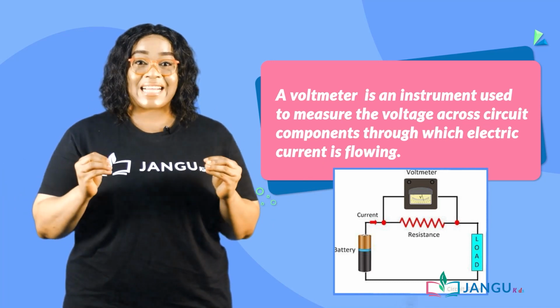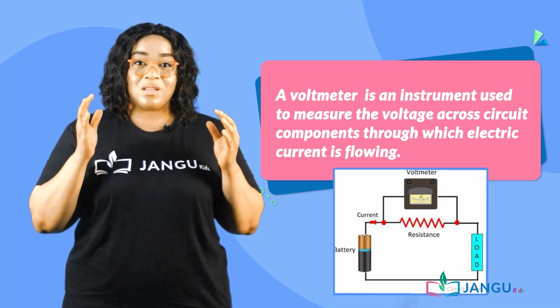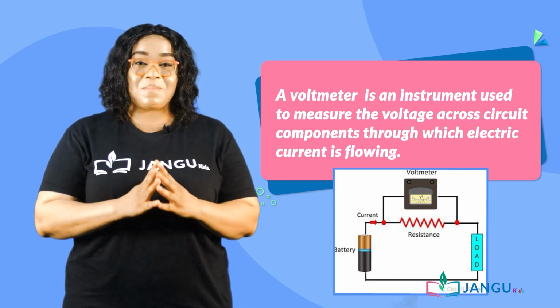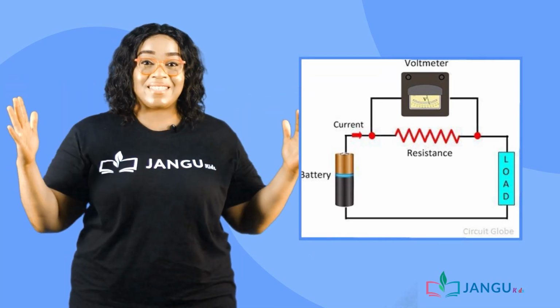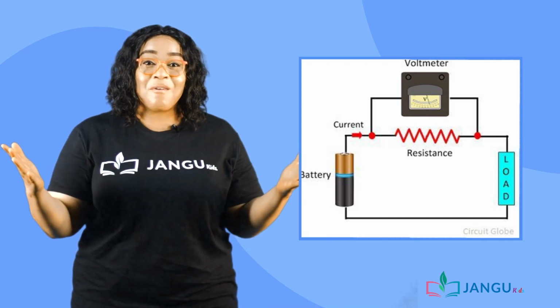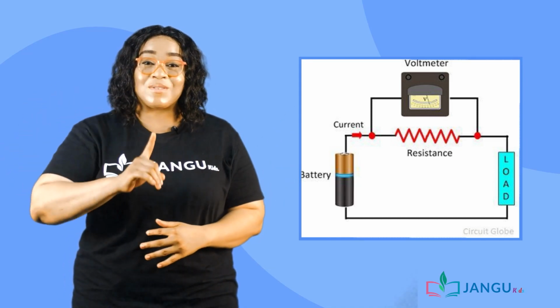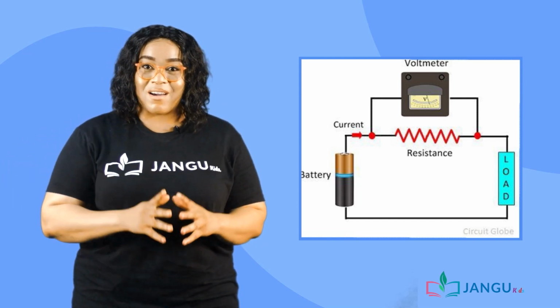Voltmeters are always connected in parallel with the circuit component across which the potential difference is to be measured. Voltmeters should have high resistance so that when it is introduced into the circuit, current which ought to pass through the circuit component will not be diverted to pass through it and thereby disturb the circuit.